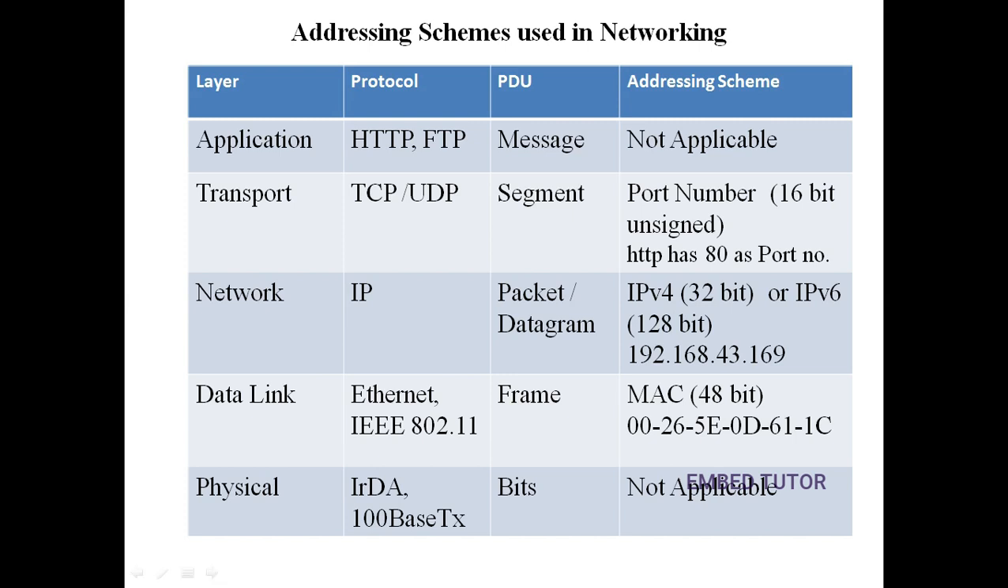So compared to all other layers, the transport layer with the port number, the network layer with the IP address, and the data link layer with the MAC address are the three different addressing schemes adopted in networking that should be understood by everyone to have a better understanding of the IoT communication technologies.